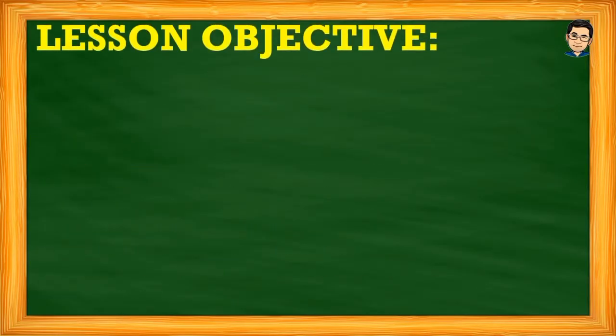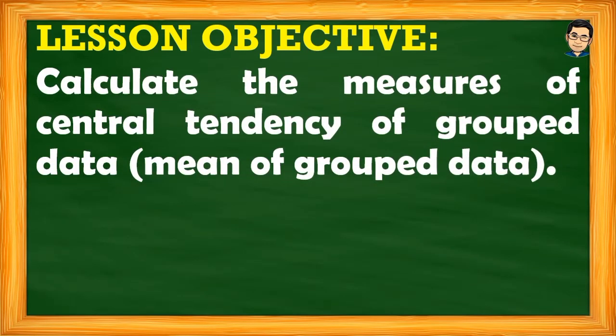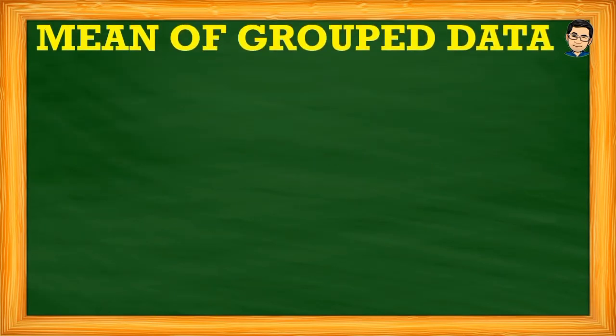For our lesson objective, we will be calculating the measures of central tendency of group data. Since tatlo yan, mean, median, and mode, una muna natin is mean. Okay, so yung average of group data. So let's have mean of group data.